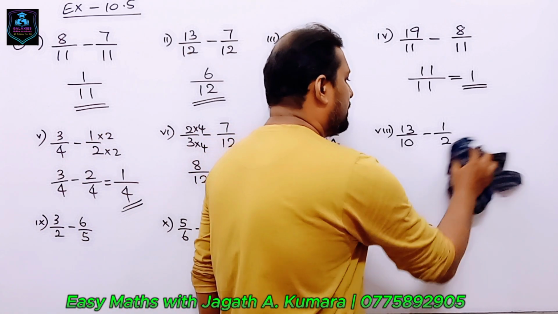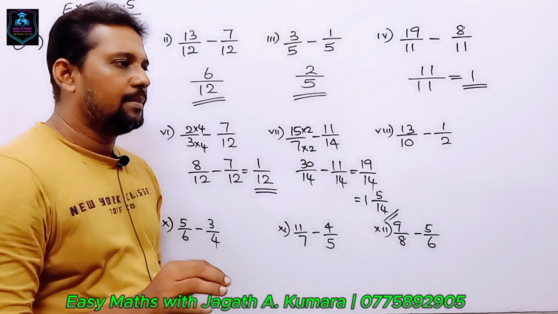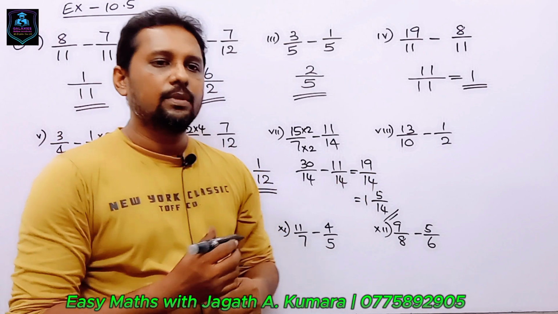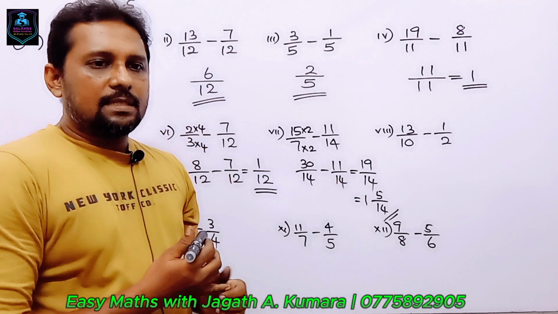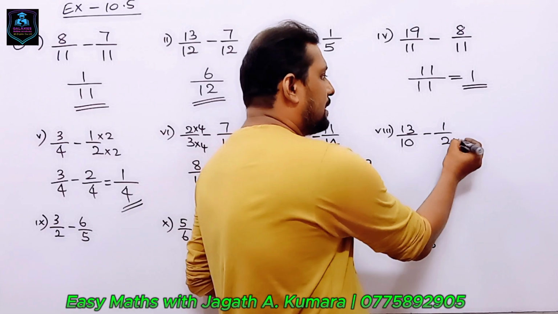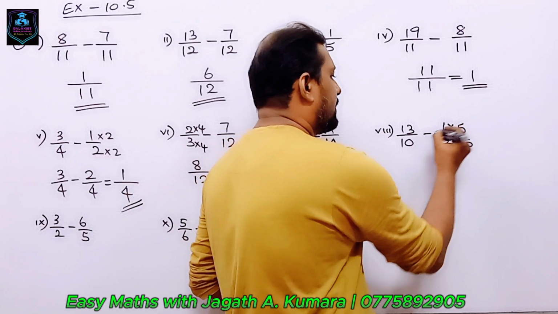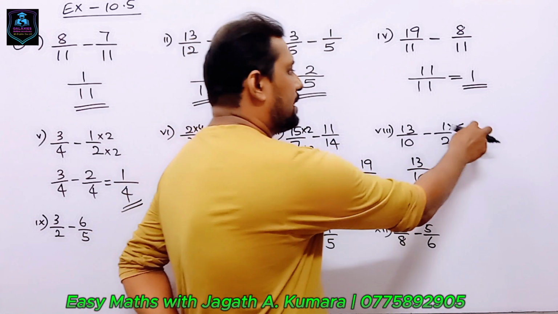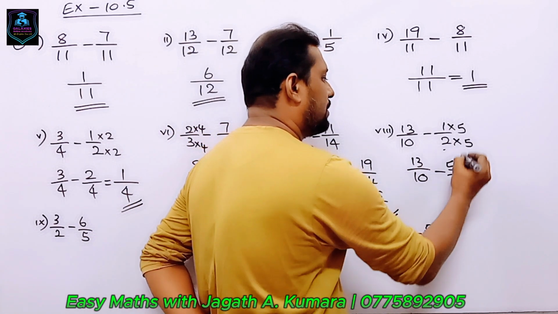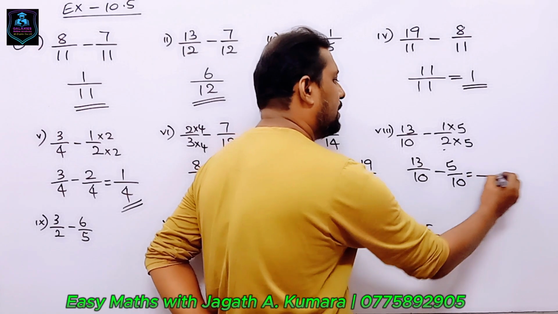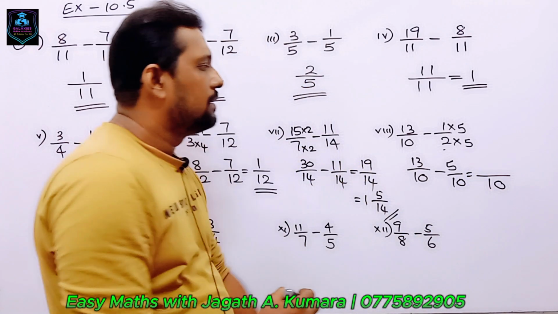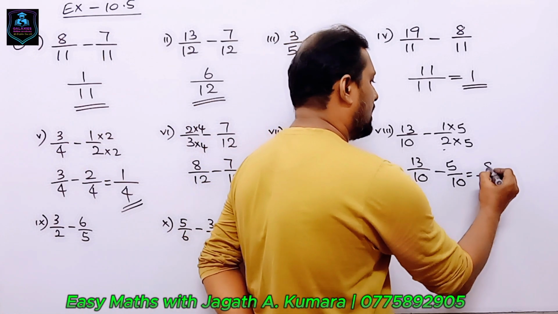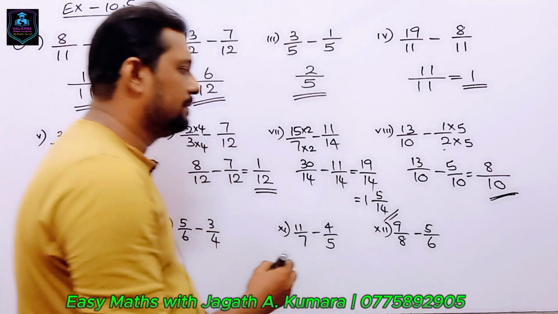Right. Then next one, look at number 8. Also denominators unequal, so find the LCM of 10 and 2. The LCM is 10, so you have to multiply the second fraction by 5. 13 over 10 minus 1 times 5, 5. 2 times 5, 10. Now denominators are equal. So 13 minus 5, 8. So the answer is 8 over 10.